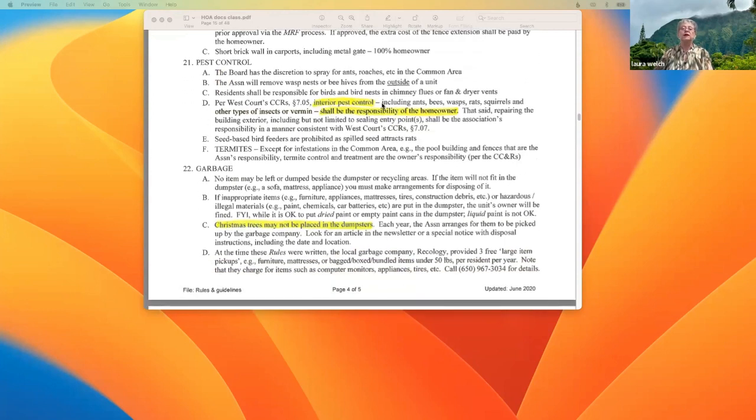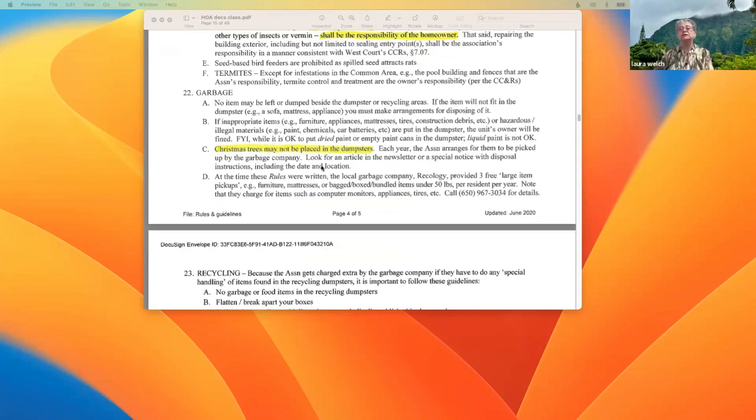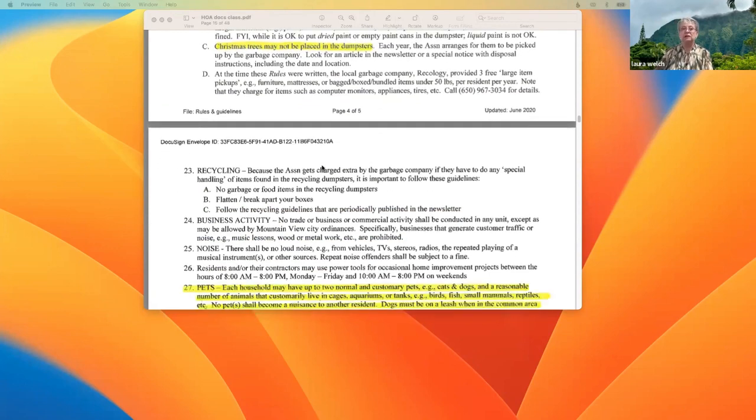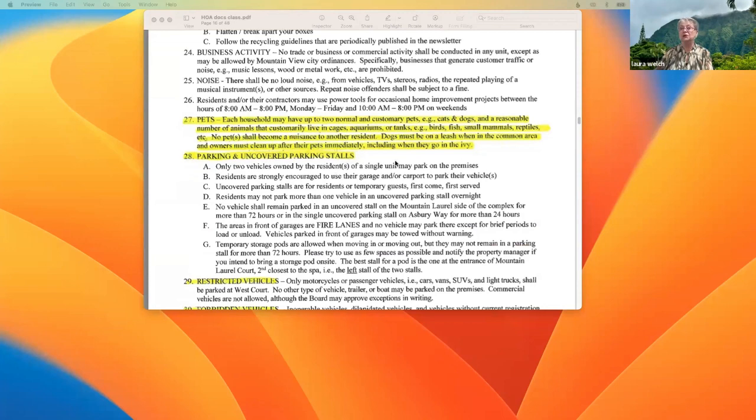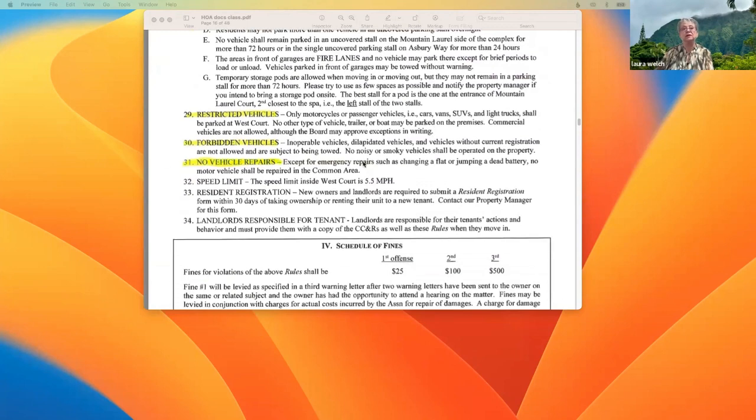Interior pest control, roaches and ants and things like that, if it's inside, the owner's responsible. Christmas trees can't be placed in the dumpster. Here are the pets. Let's see, did this one have a weight? They talk about the CC&Rs, restricted vehicles, forbidden vehicles.